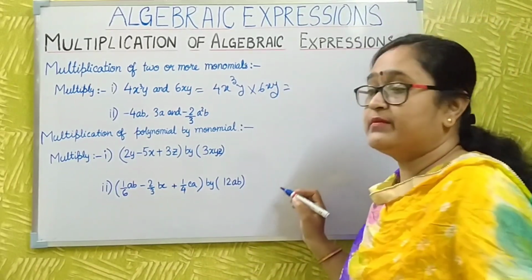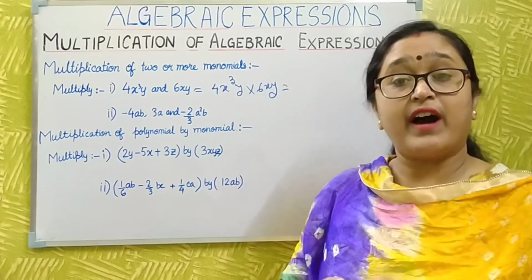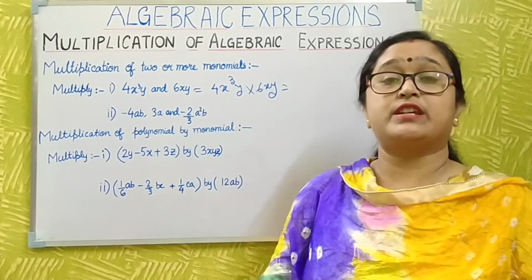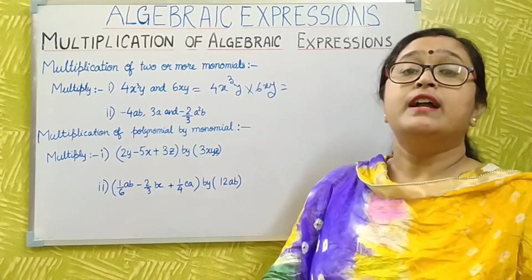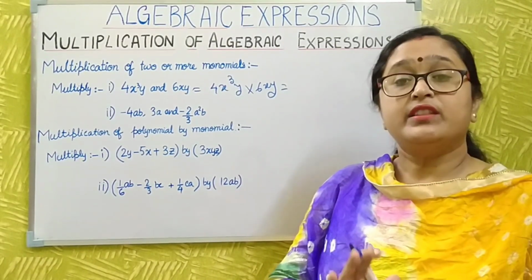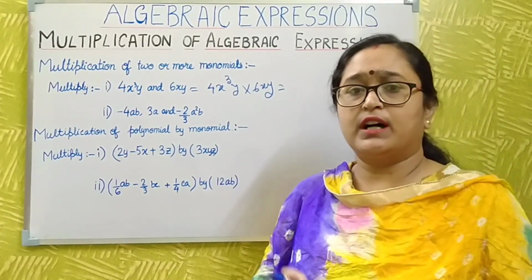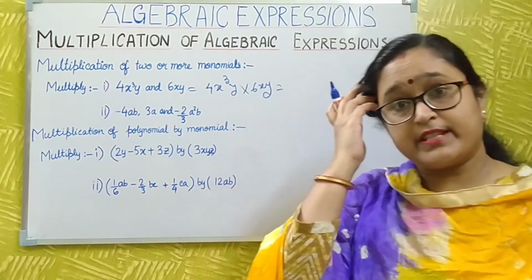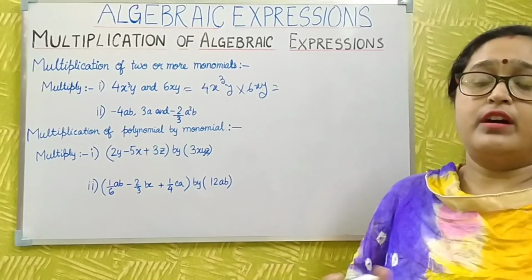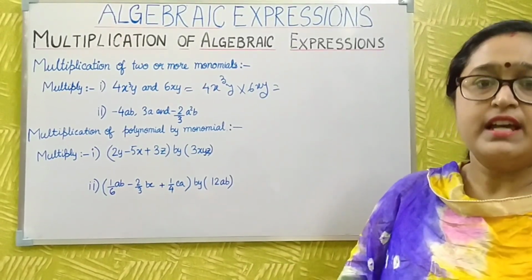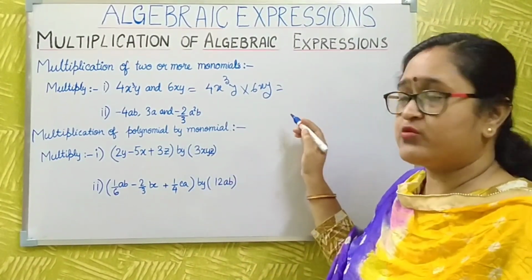When you do the multiplication, listen carefully. First you do the multiplication of signs, then you do the multiplication of numbers or constant terms, then you do the multiplication of variables. You already know the multiplication of variables by the formula of indices. You already read it in your previous class. Now just look at the board and I'm doing this one.